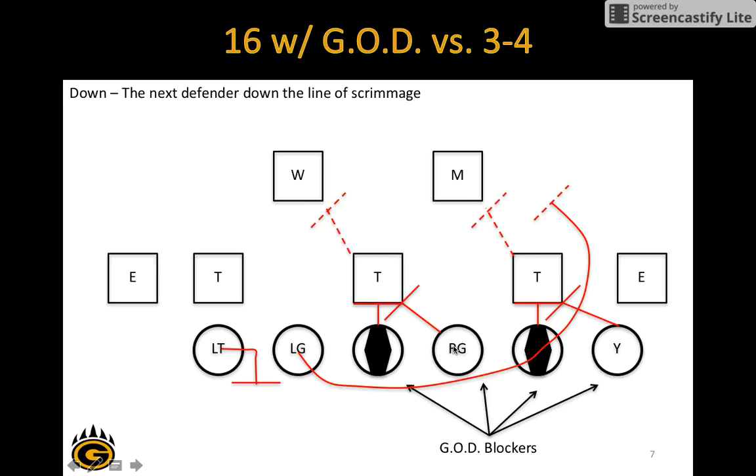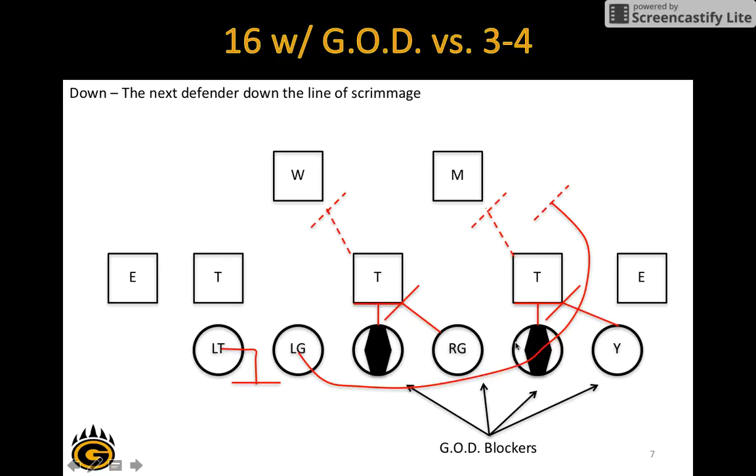Next, we have the right guard. He's going to follow his rules. Does he have anyone in his gap? He has no one on his inside shoulder. He has no one with his helmet inside the gap, and he has no one with his helmet on the outside shoulder of the gap. So he's going to follow his rule, which is next to go to the on. He has no one on him. He has no one outside shoulder on him. So he's going to go to his next rule, which is down. He's going to block the first man down the line of scrimmage, which is going to be the tackle.